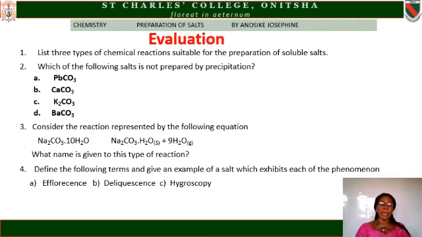Finally, we have come to the end of our lesson for today, and we have to evaluate ourselves by answering the following questions. Number 1, list 3 types of chemical reactions suitable for the preparation of soluble salts. 2, which of the following salts is not prepared by precipitation process? Lead carbonate, calcium carbonate, potassium carbonate, barium carbonate. Number 3, consider a reaction represented by the following equation. What name is given to this type of reaction?